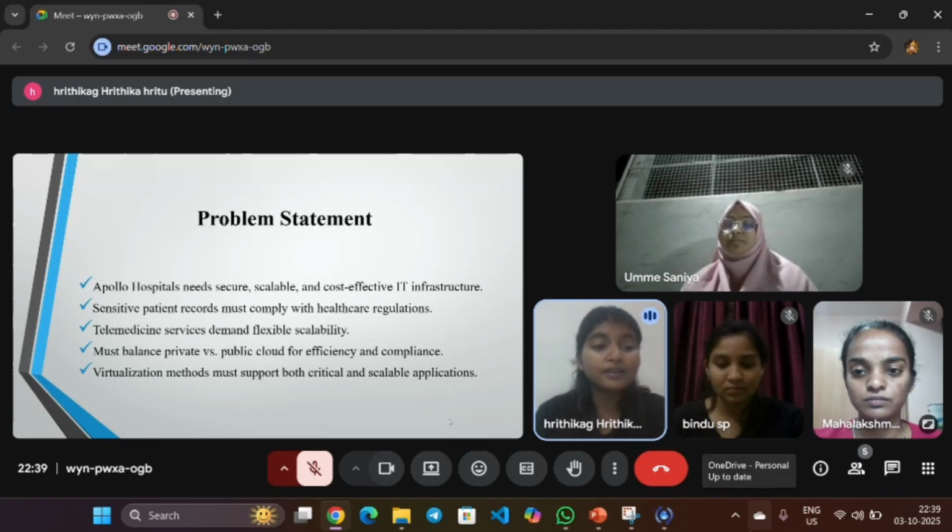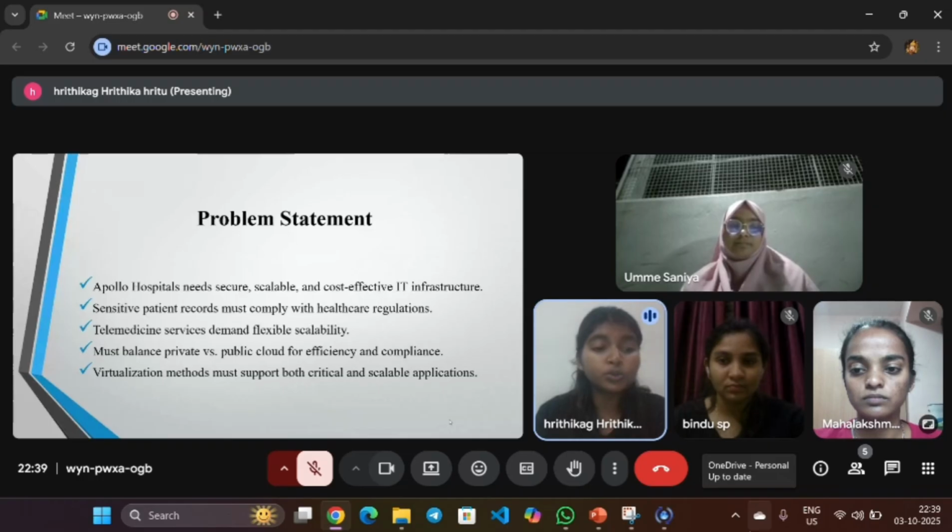The third slide is the problem statement of the project. Apollo Hospital faces several IT challenges. Data security and compliance: patient data is sensitive and must comply with healthcare laws like HIPAA and Indian regulations. Second one is telemedicine needs. With online consultation, the hospital requires a scalable system to handle sudden spikes in demand.